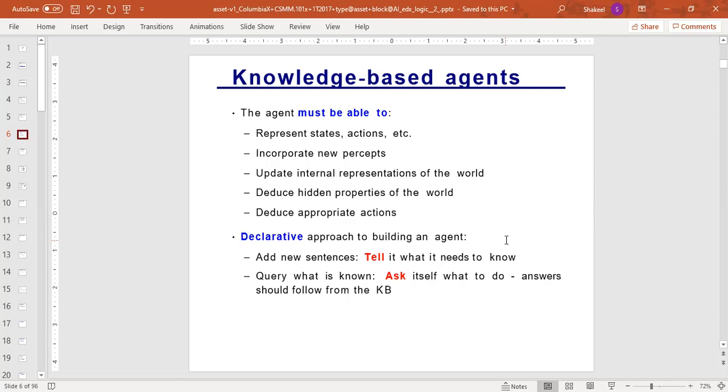Given these two elements, a knowledge based agent should be able to represent the states and the actions, incorporate the percepts, update the internal representation of the world, and even deduce or infer hidden properties of the world. And finally, the goal is to deduce the appropriate action for the agent.